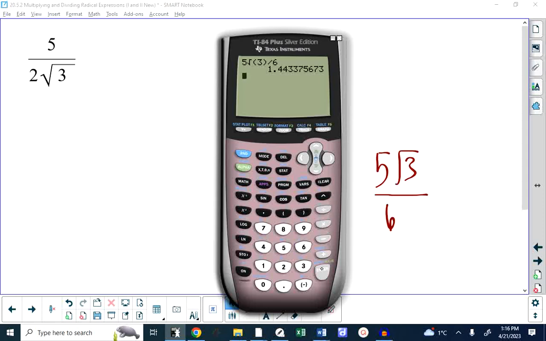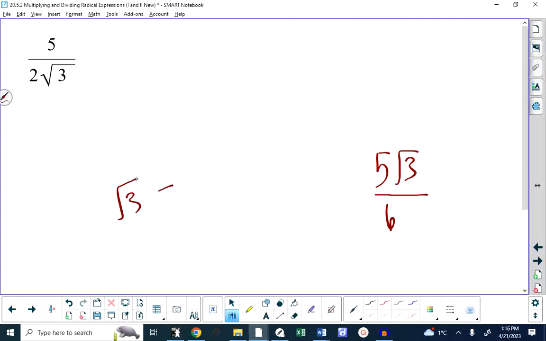Even if you knew that the square root of 3 is approximately 1.7, and even if you knew that 2 times 1.7 is 3.4, it's more difficult for you to wrap your head around 5 divided by 3.4 than it is to figure out what this is and divide it by 6. We are more capable of dividing by whole numbers mentally than we are by decimals. Okay, that's the main reason.